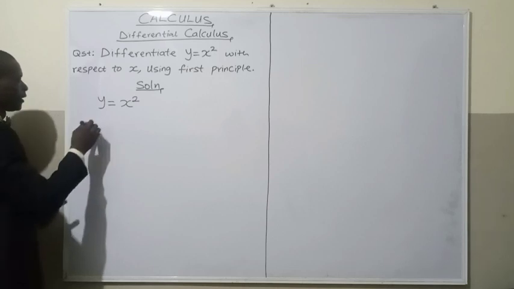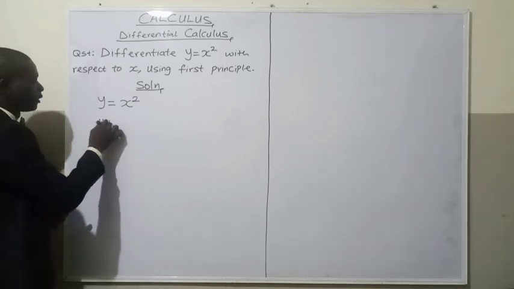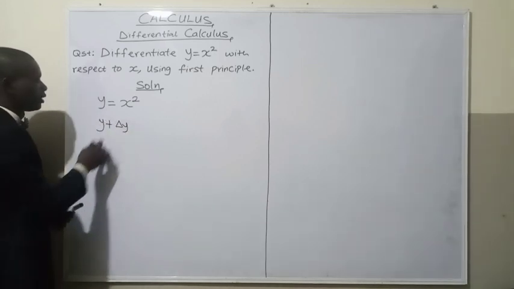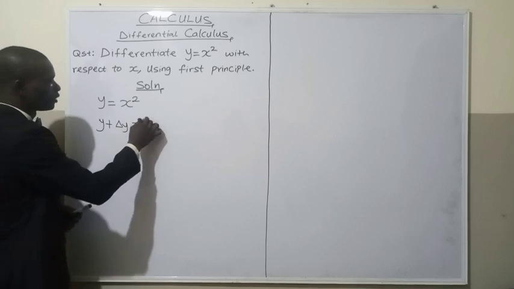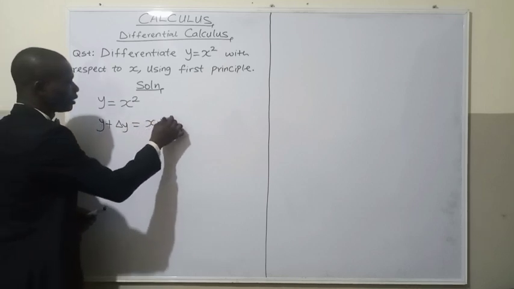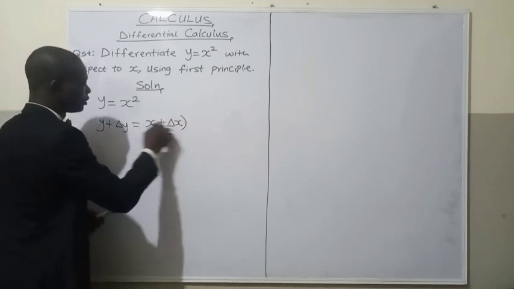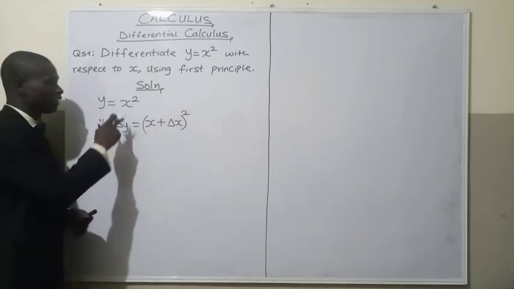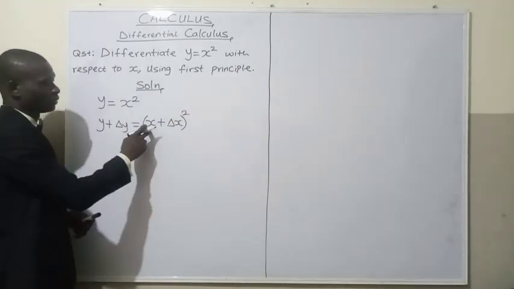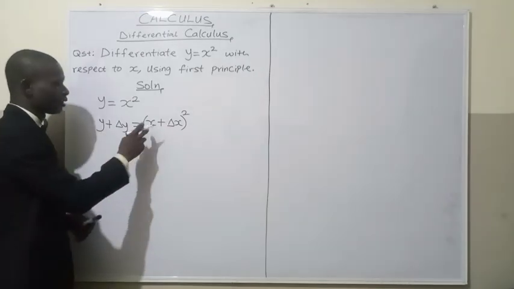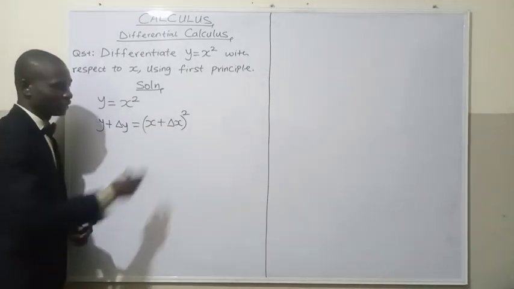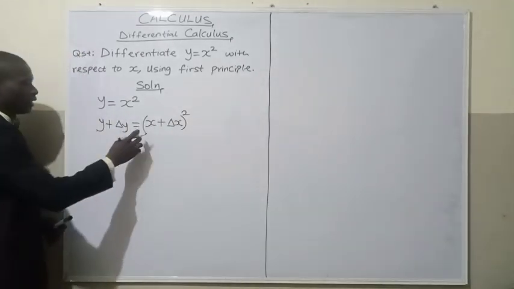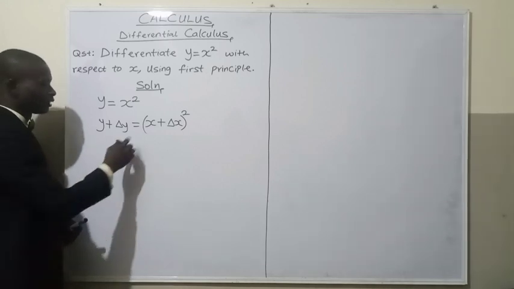So we are going to have y plus delta y, which is a little change in y, equals x plus delta x, which is also a little change in x, but this time it is going to be squared, because whatever was happening to x also has to happen to delta x. That's why we have x plus delta x being squared. Alright, so the next thing is to expand the right hand side.